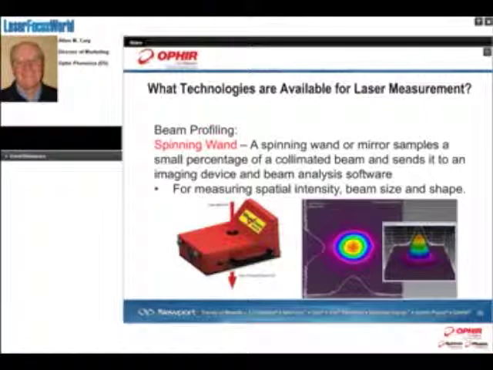This particular device uses a spinning wand. It is used for the beam profile of raw beams of CO2 lasers. How this device works is it uses a spinning wand or a mirror, and it samples a small percentage of a collimated beam and sends it to an imaging device, and then uses that image to feed into beam analysis software. The uses of this device are for measuring spatial intensity across the beam, your beam size, and your beam shape as well.